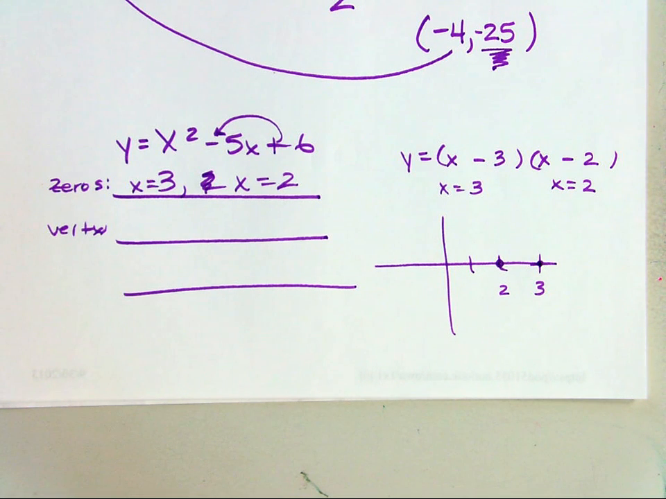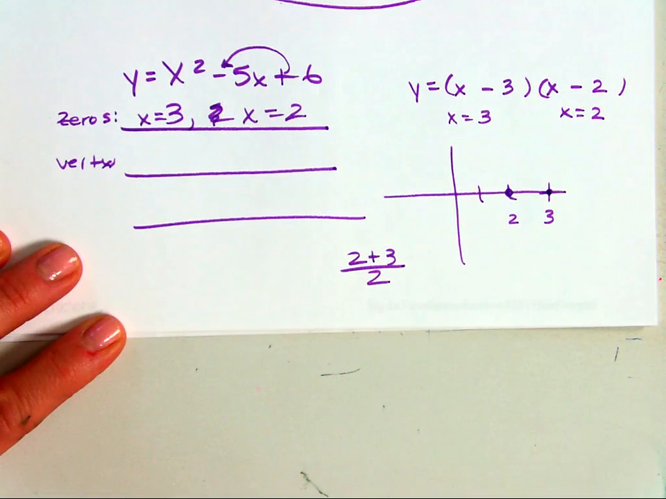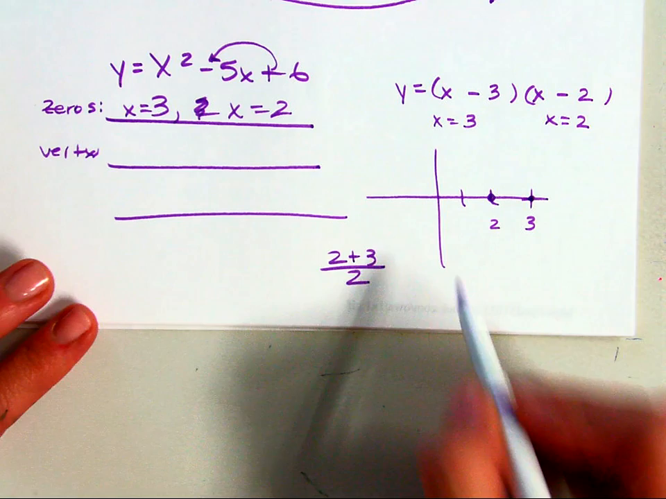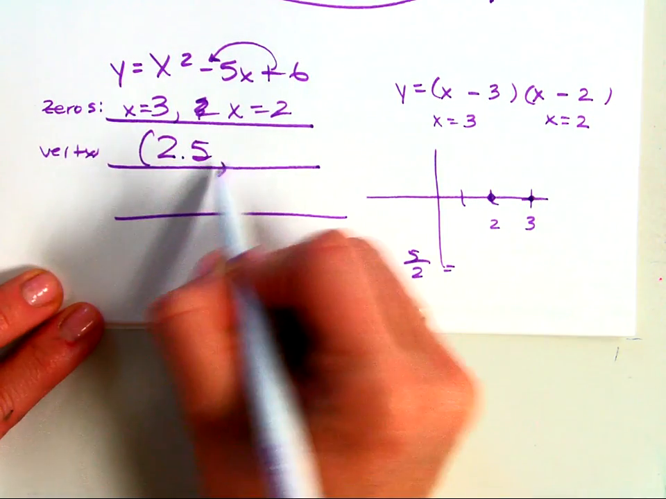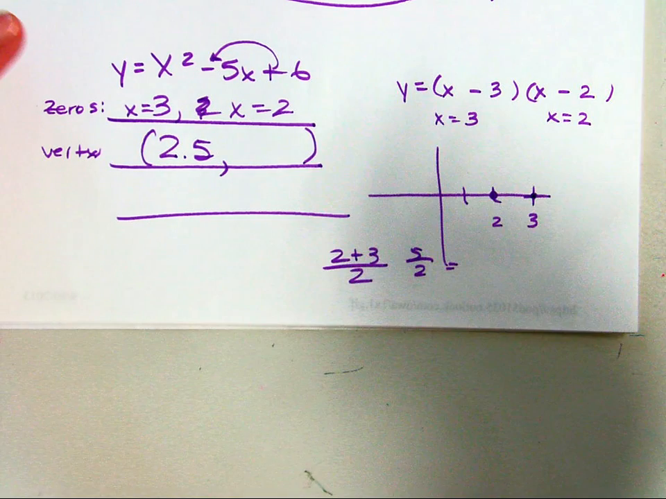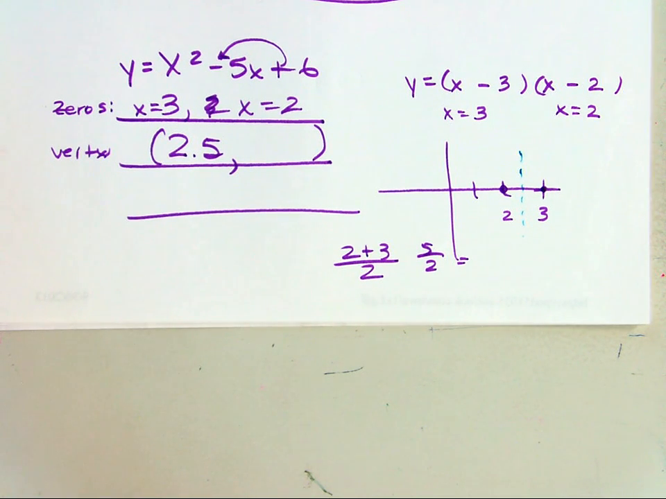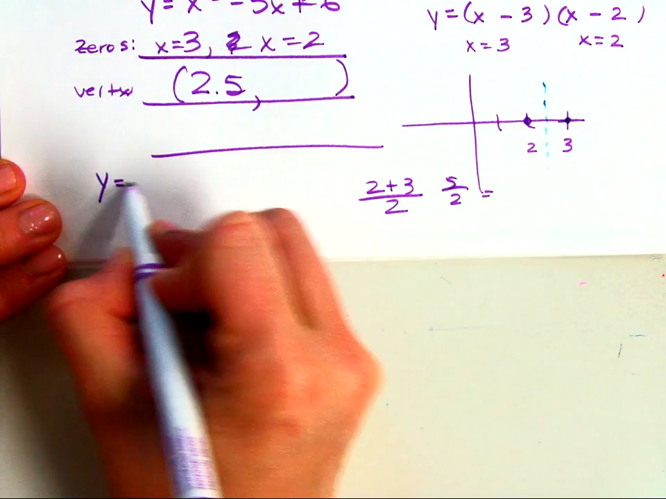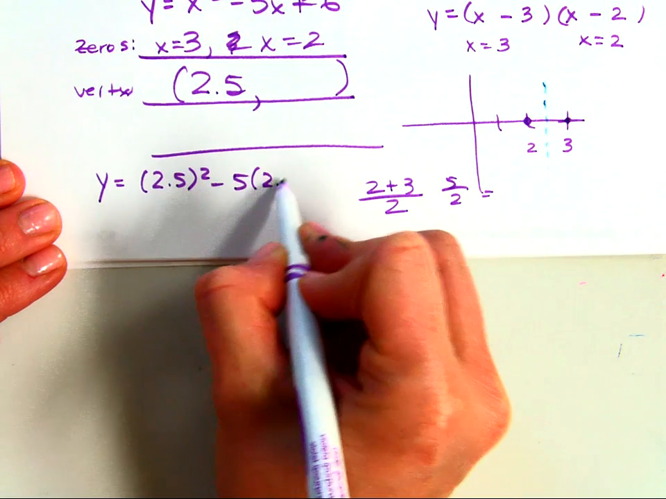Well, vertex, this is kind of tricky. Because if this is 2 and this is 3, and these are my zeros, the vertex is halfway between them, right? So it's halfway between 2 and 3. 2.5. If you don't know that, then you add your zeros together and you divide by 2, which is 5 divided by 2, which is 2.5. Okay, here's the only other part. What do I do to find the y? I know it's here. I just don't know what.